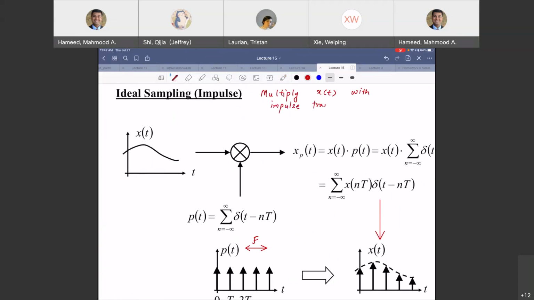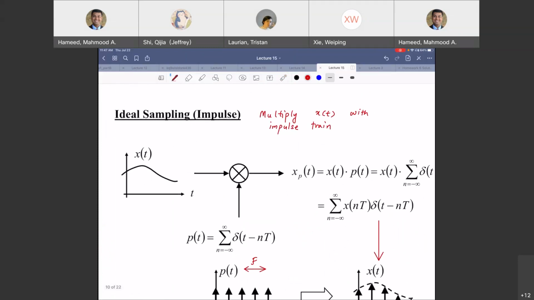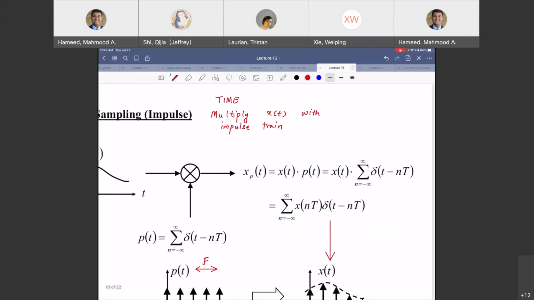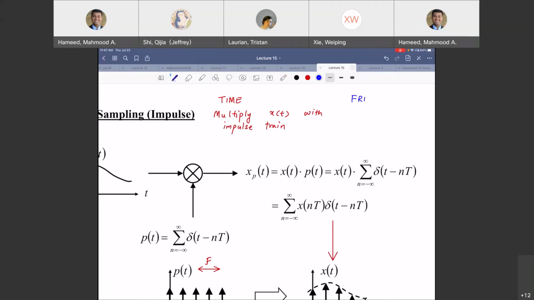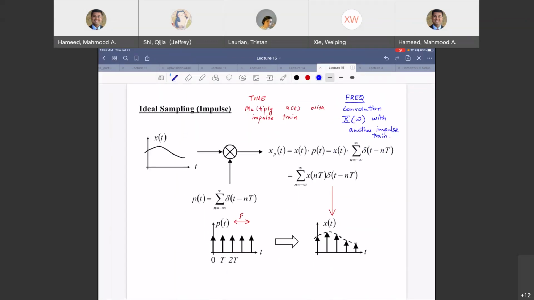In which domain are you trying to multiply? Time, you are multiplying. What does that mean in terms of frequency then? Convolution, with what and what? X of omega with what? The Fourier transform of an impulse train is an impulse train. So you're trying to do a convolution of X of omega with another impulse train. This is sort of the entire discussion here. That's it. That's the whole topic.